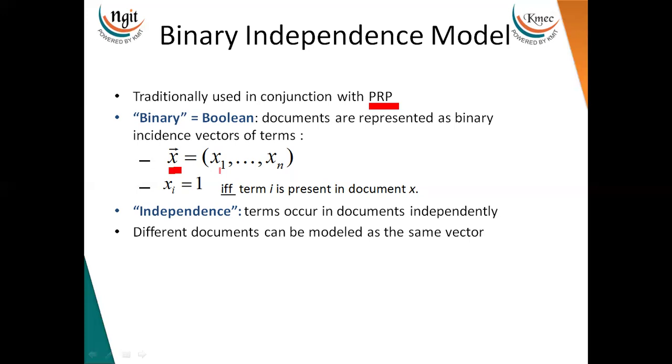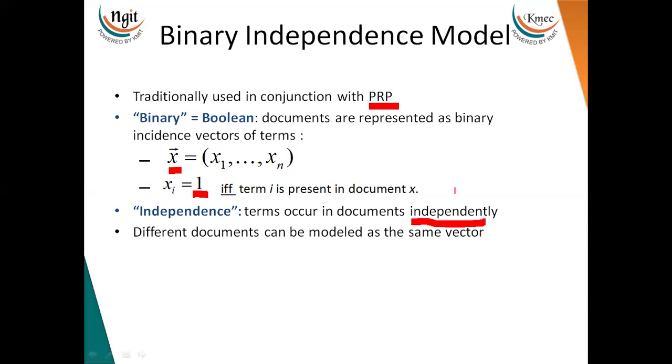Now, where will you get this term? The term will be present in the query. Then if it is present, I will make that particular X as 1. Otherwise, it will be 0. So here I am considering two values, either 1 or 0. That's why the term binary. Now the independence means what? Each term is occurring independently of the other terms.